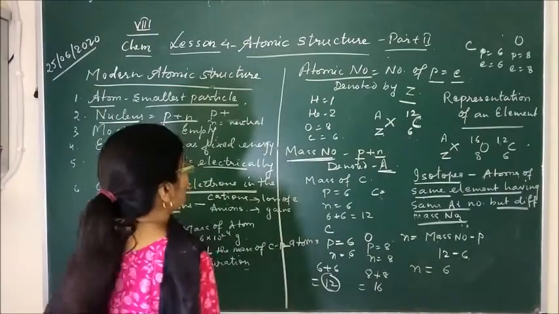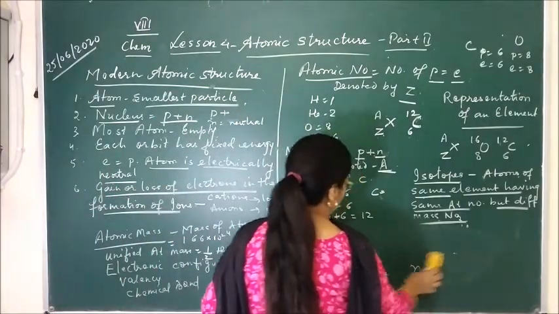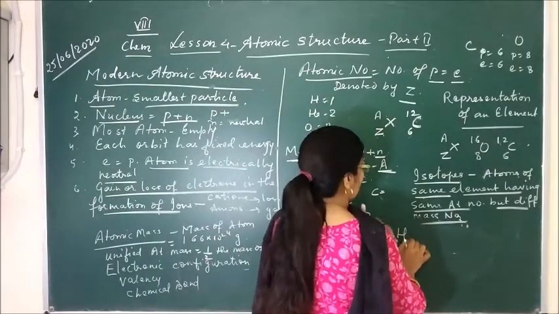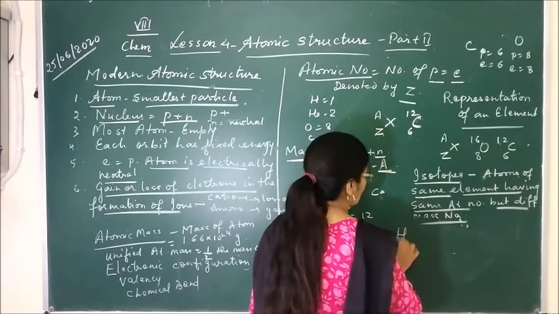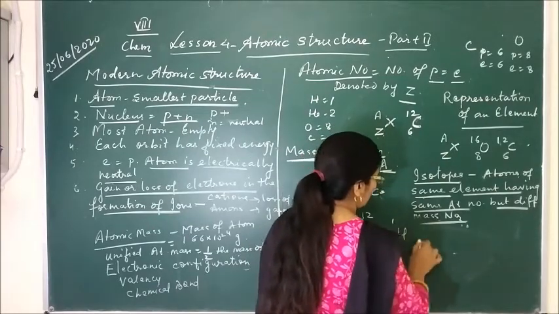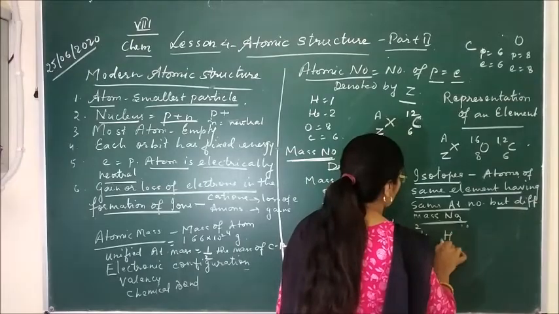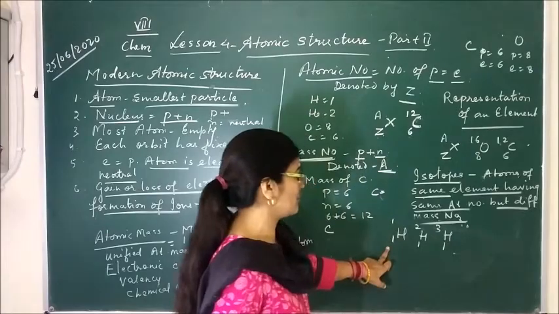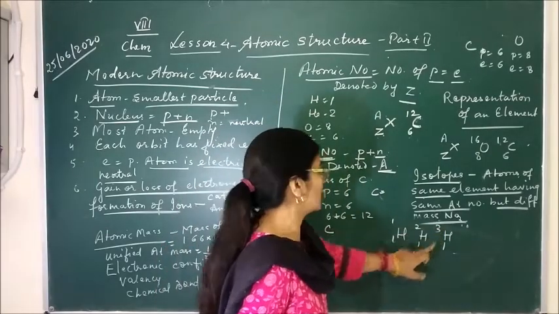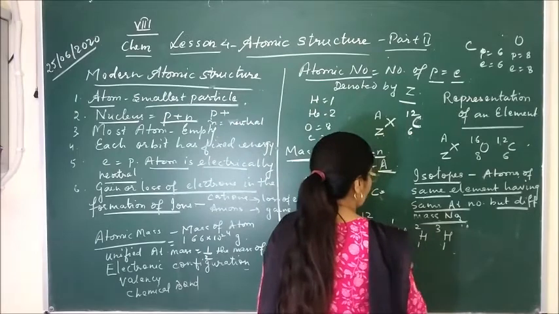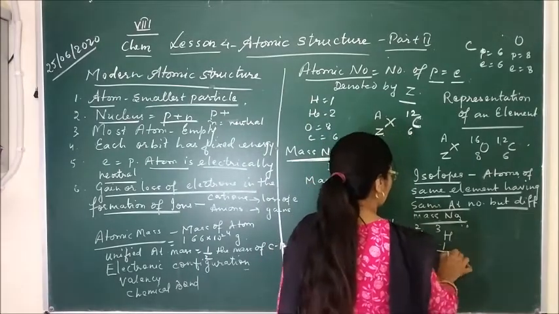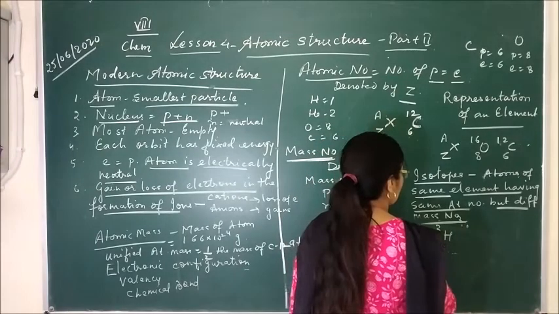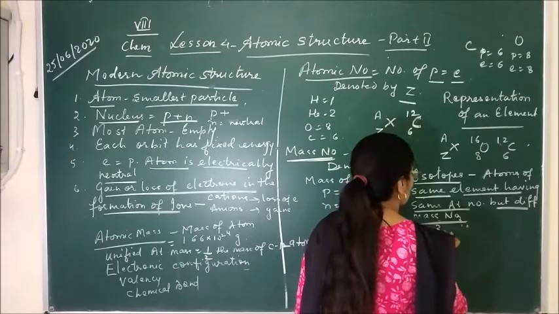We can take the example of the isotopes of hydrogen. Hydrogen has 3 isotopes: H-1, H-2 and H-3. As I already told you, at the bottom we write the atomic number and at the top we write the mass number. So the atomic number of hydrogen is 1 in all of them, but the mass number is different: in the first isotope it is 1, in the second it is 2, and in the third it is 3.